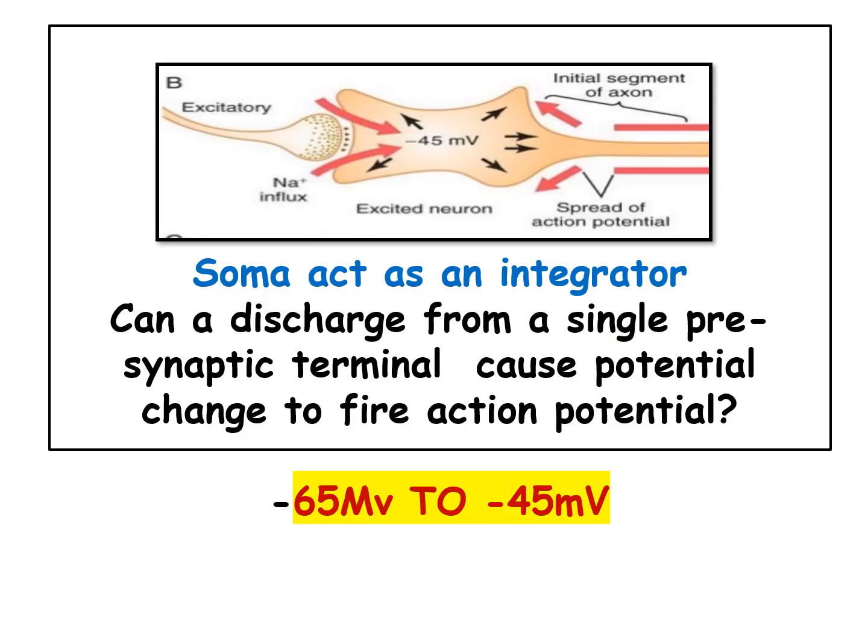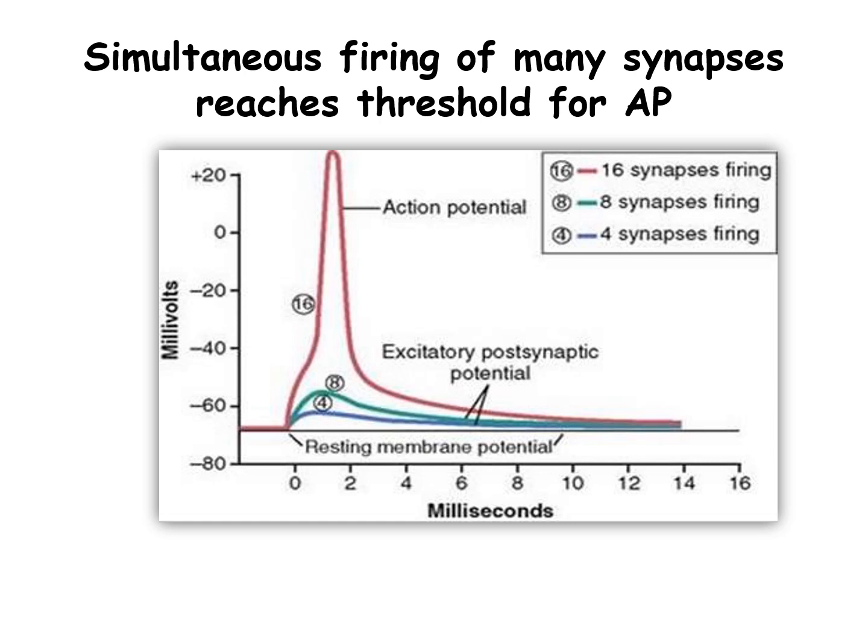So basically, the soma is acting as an integrator. It is receiving the excitatory neurotransmission, EPSP. It is receiving the inhibitory form, that is IPSP. So the soma is ultimately acting as an integrator so that it can summate the responses received from a neuron. But a single discharge from a single presynaptic membrane can never cause the potential to reach the value of plus 20 millivolt that is responsible for the firing of an action potential, meaning thereby that many synapses have to reach the soma, and then they will fire.